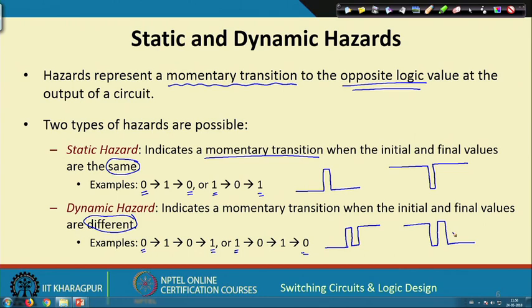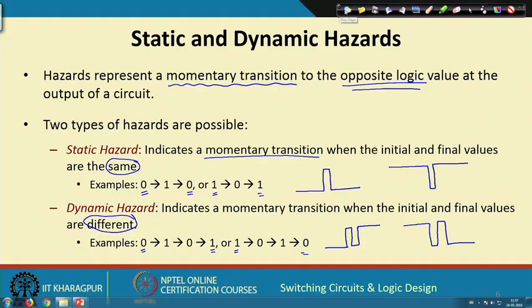Now, if the circuit outputs are directly connected to some other circuit, and these glitches may affect the operation of those circuits, then there can be a problem. So, you should be aware of such glitches or hazards and design circuits in such a way that they are only activated on the edges of the clock, and these hazards should be stabilized before the clock edge comes. Okay? So, the idea is like this.